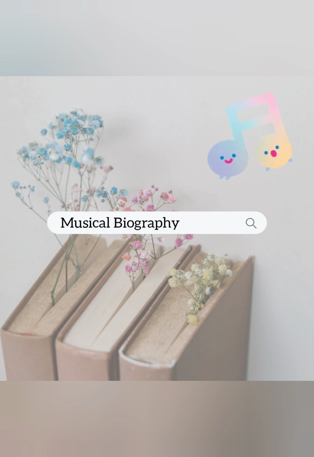Next is musical biography, the life stories of musicians and composers in literature. Next is music and modernism, the influence of music on modernist literature. Next is opera and literature, the intersection of opera and literary narratives. Next is jazz and literature, the impact of jazz on literary forms and themes.